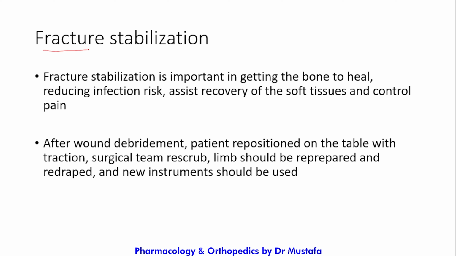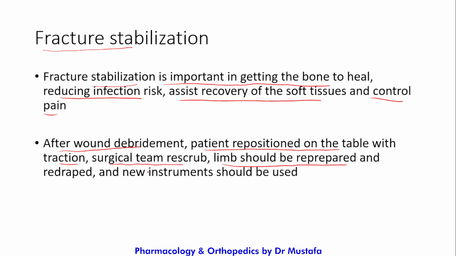Now for the fracture stabilization. Remember again, the surgery is of 2 parts: the wound debridement and the fracture stabilization. So now for the fracture stabilization, it is important in getting the bone to heal, reducing infection risk, assisting recovery of the soft tissue, and controlling the pain. So it is important to stabilize the fracture. And after wound debridement, the patient is repositioned on the table with traction, the surgical team re-scrubs, the limb should be re-prepared and re-draped, and a new instrument set should be used for the fracture stabilization.